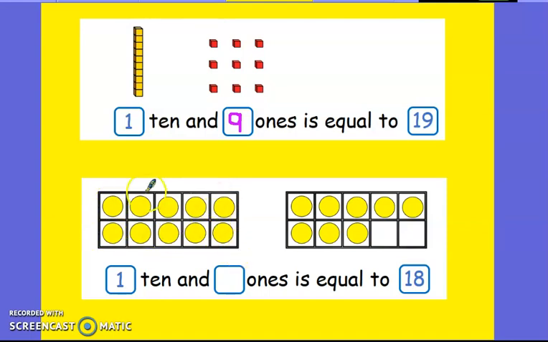Okay. 1 10, we've got our 10 frame, we don't need to count it, we know it's 10. 1 10, and how many 1s is equal to 18? Well, let's look at some clues before we count. So 1 10 and 9 1s is 19. So then this tells you how many 1s are in the number. And if this tells us how many 1s in the number, this should tell us that there are 8 1s. So let's check to be sure. 1, 2, 3, 4, 5, 6, 7, 8. So 1 10 and 8 1s is equal to 18.